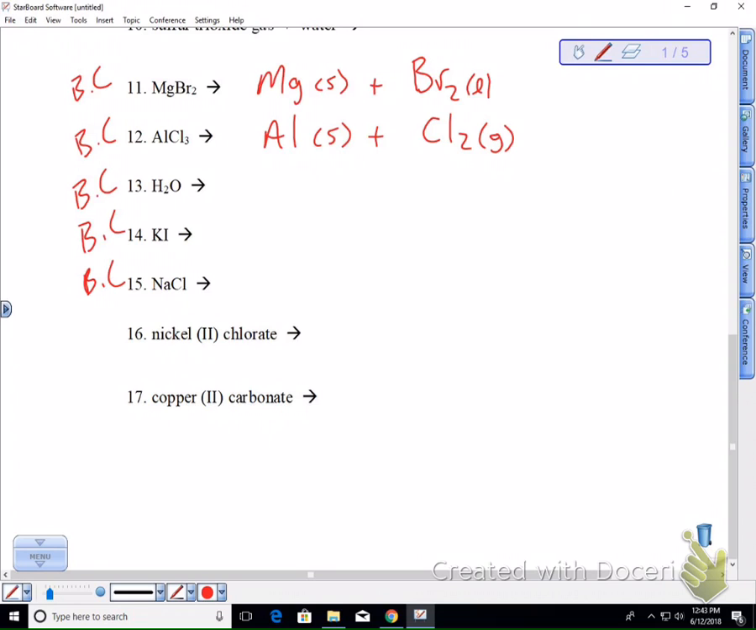So I need, make the odd even, put a 2 here. And then we'll need a 3 here, and then a 2 in front of aluminum to keep it balanced.